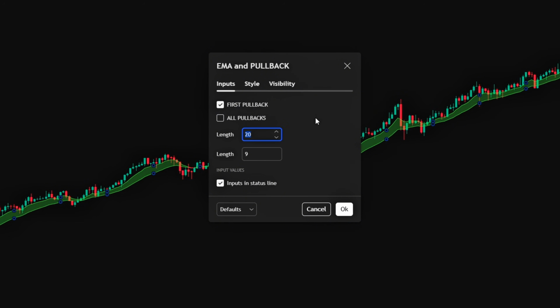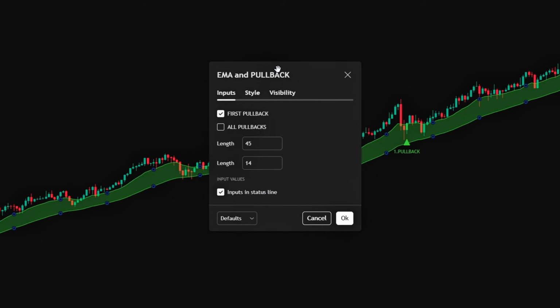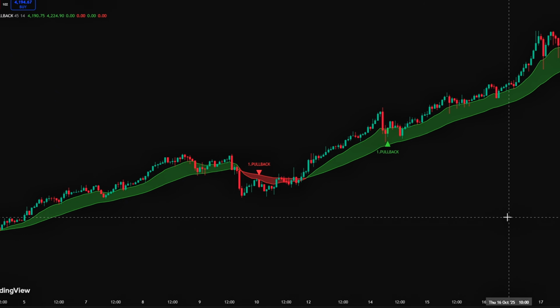Change first length, 20 to 45. Change second length, 9 to 14. These adjustments make the EMA smoother and more selective, filtering out market noise while capturing only high-quality retracement setups. Click OK to apply your settings.